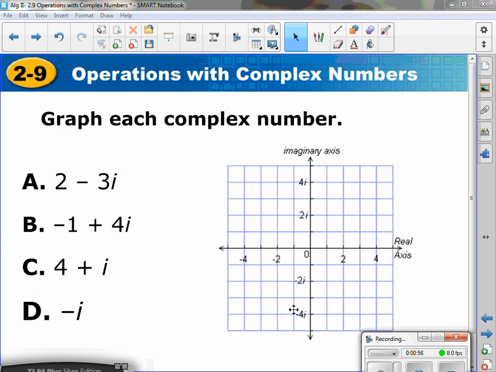And what we're going to do is plot these 4 points. For A, 2 minus 3i. Which part's your real piece? 2. Which one's the imaginary? Negative 3i. So we're going to go on the reals to 2. Imaginary is negative 3i, so we go down 3. That's point A.